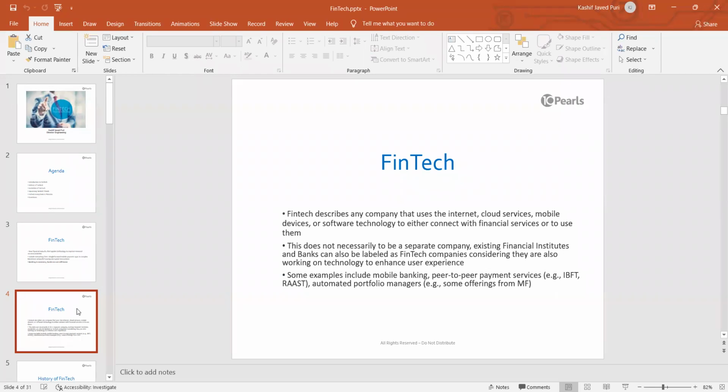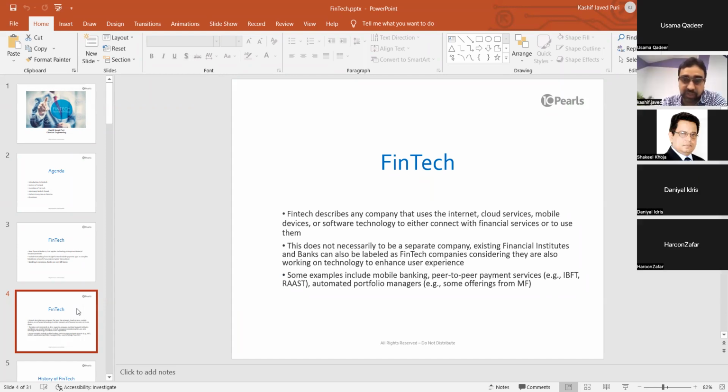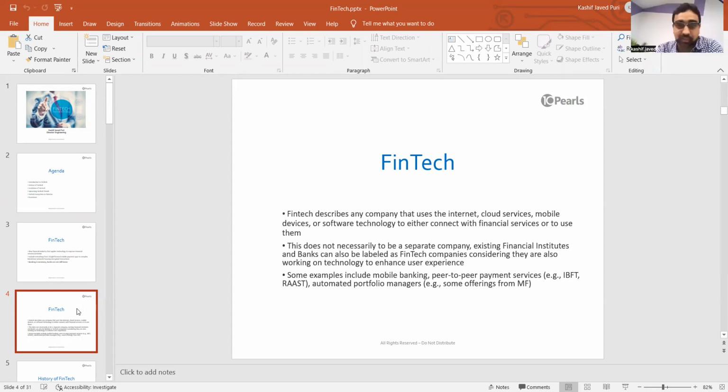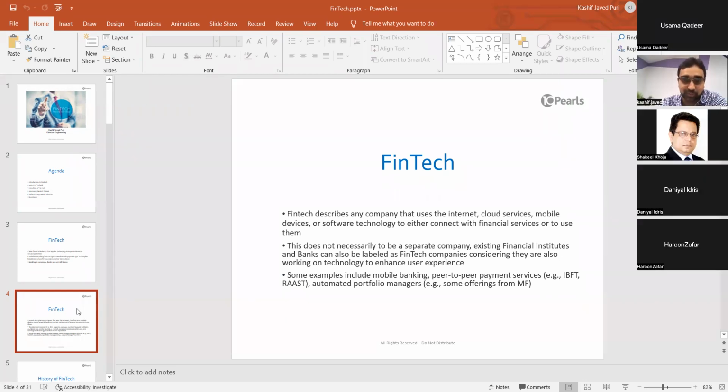If we see some of the recent examples, mostly I'll be discussing examples which are currently available in Pakistan. Mobile banking, peer-to-peer payments like IBFT, and recently Raast, which was introduced by the State Bank. That is a very promising next step, which will make a huge change in Pakistan's industry for payments and all other finance-related services. Then we have automated portfolio managers. You might be receiving messages every other day from different banks for their mutual funds. This is also something which has become possible with the help of the technology we see today.